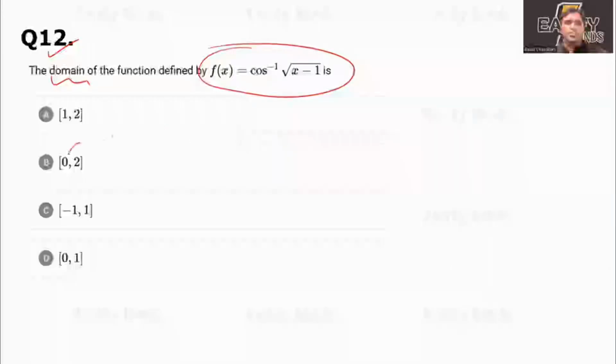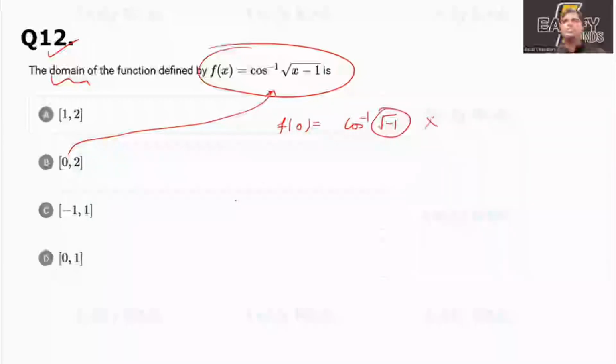Now if you see, can you put 0 here? Let's try to put 0. f(0) is cos inverse root over minus 1. This is not possible because it will become i, right? It is imaginary, and domain is only for real-valued functions. So 0 we cannot put. So this option is wrong, this option is wrong, this option is wrong. Option A. This is one logical method.